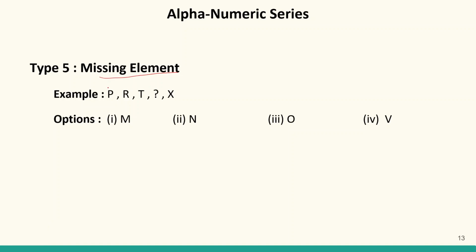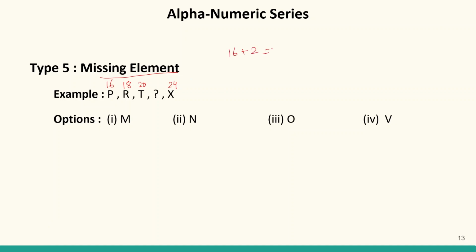Let's put forward ranks of these numbers. P is ranked at 16. R is ranked 18. T is ranked at 20. And X is ranked at 24. So there is a number missing over here. There is a rank missing over here. So I can clearly see that these are being increased by 2.